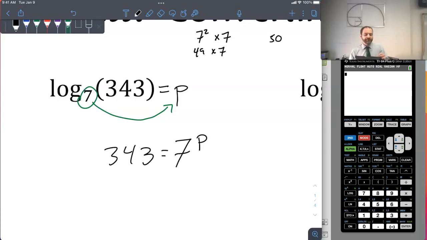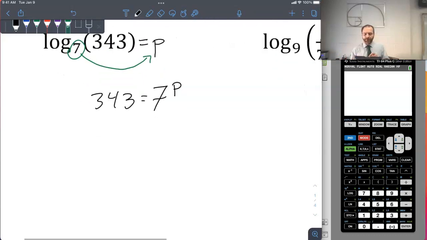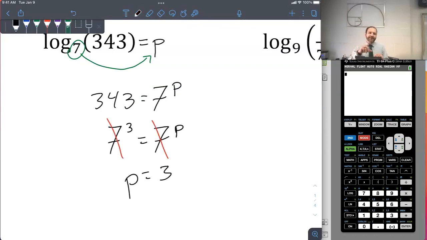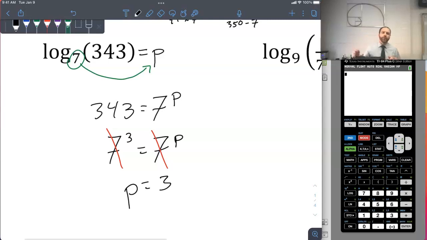So here's what I'm going to do. I'm going to multiply 7 times 50, which is just 35 and add a 0, and then subtract 7. It's applying the distributive property. So that's 7 squared times 7. That's 7 cubed. So I know 343 is 7 cubed. Look at that. The bases match. They cross out. The power is 3. Now listen to how I said that. The power is 3. What power of 7 gives me 343?